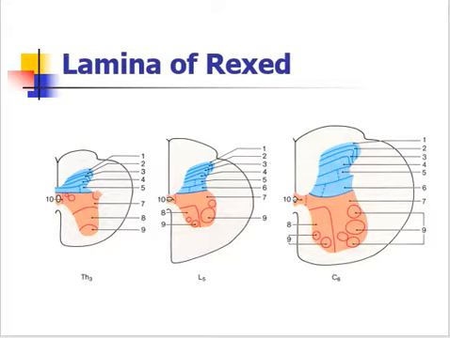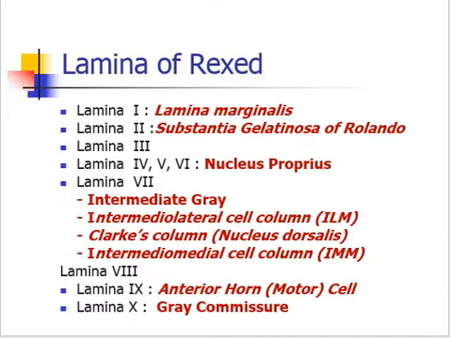Next we are coming to laminae. So what is a lamina? Neurons of the gray matter are distributed in laminae, or layers. Each lamina consists of neurons of different size and shape.